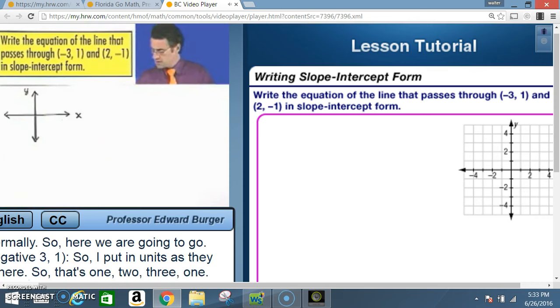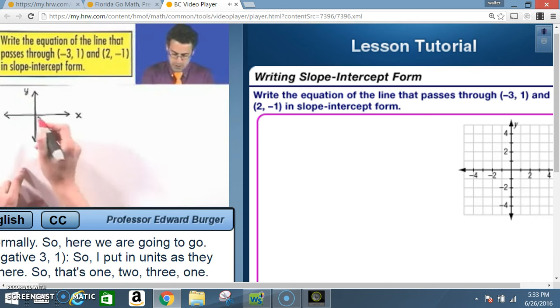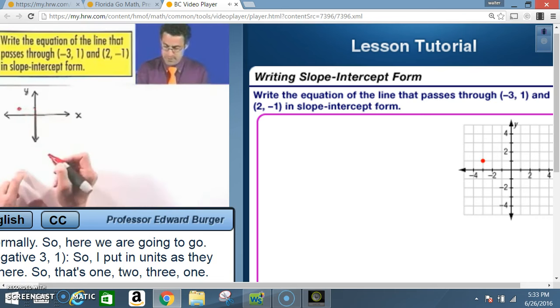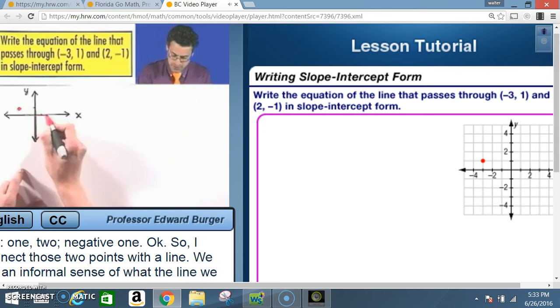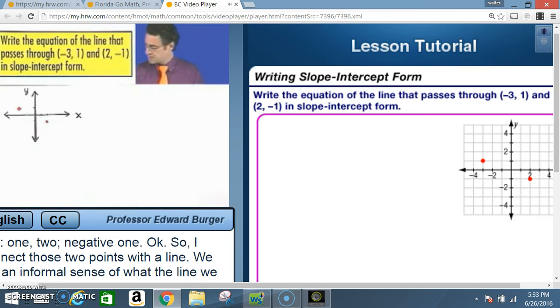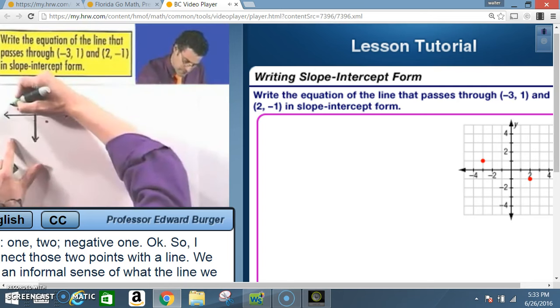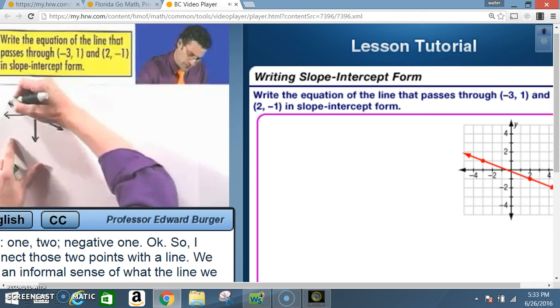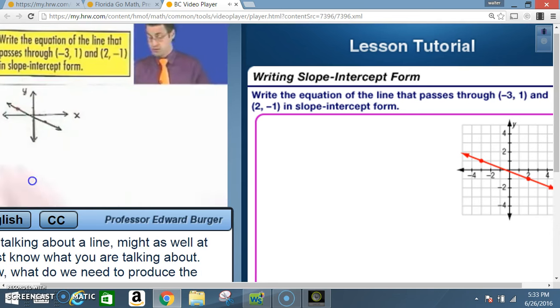So here we're going to go negative 3, 1. Let me put in units as I go here. So that's going to be 1, 2, 3, 1. And then 2, 1, 2, negative 1. Okay, and so if I connect those 2 points with a line, we get an informal sense of what the line would do. Look, if you're talking about a line, you might as well at least know what you're talking about.